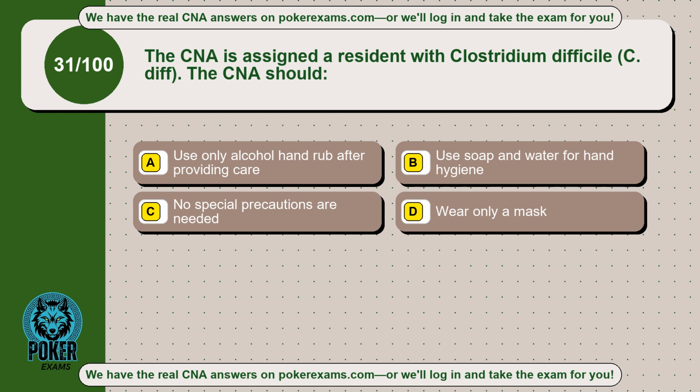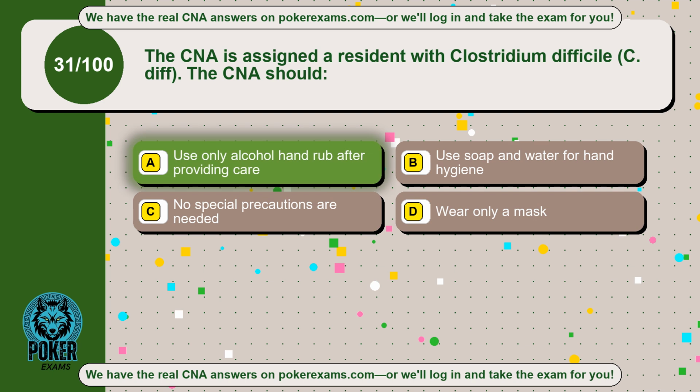Question 31. The CNA is assigned a resident with Clostridium difficile, C. diff. The CNA should: Option A. Use only alcohol hand rub after providing care. Option B. Use soap and water for hand hygiene. Option C. No special precautions are needed. Option D. Wear only a mask.